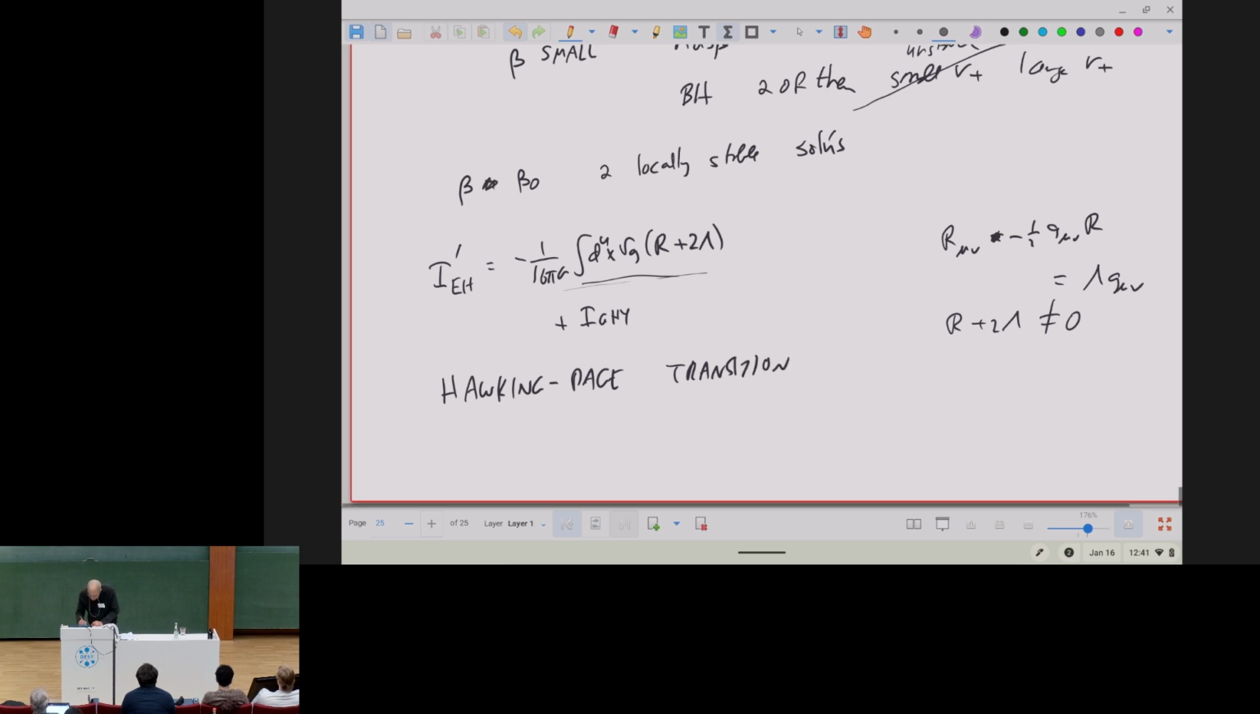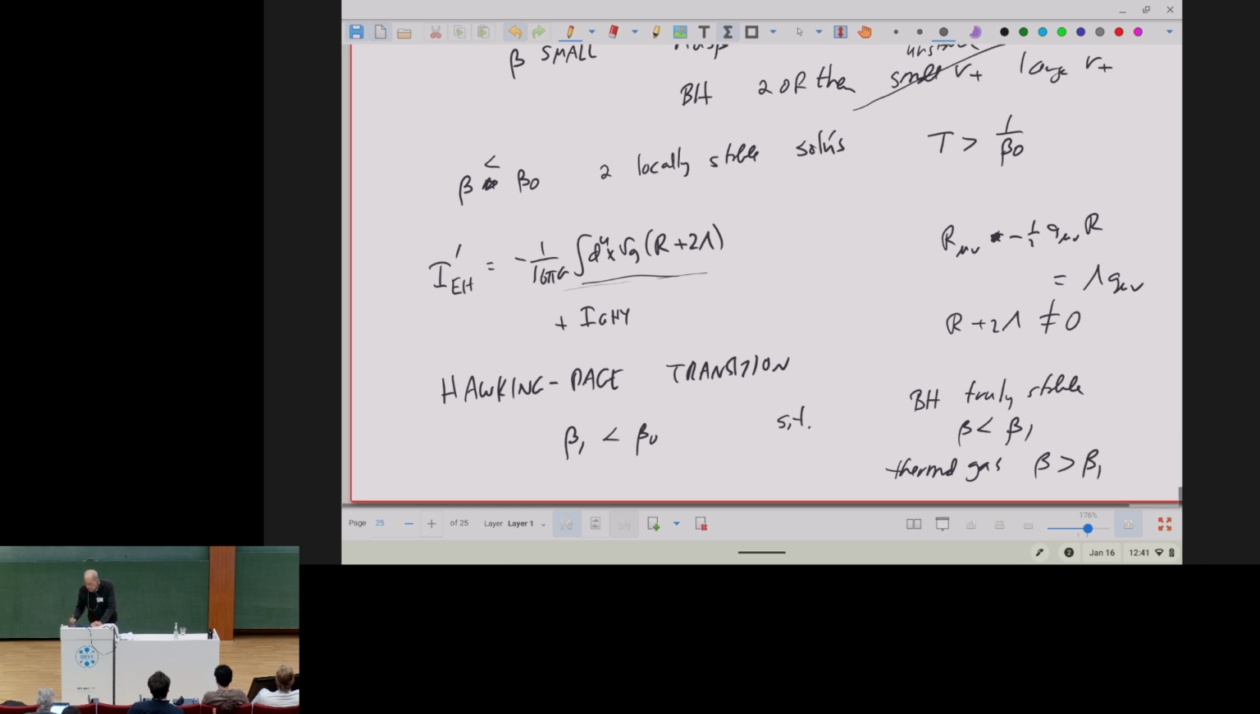Sorry, there were two locally stable solutions for beta less than some beta naught, which means for t bigger than 1 over beta naught. So there's some beta 1 less than beta naught, such that the black hole is truly stable at beta less than beta 1, and the thermal gas with no black hole is truly stable at beta bigger than beta 1.